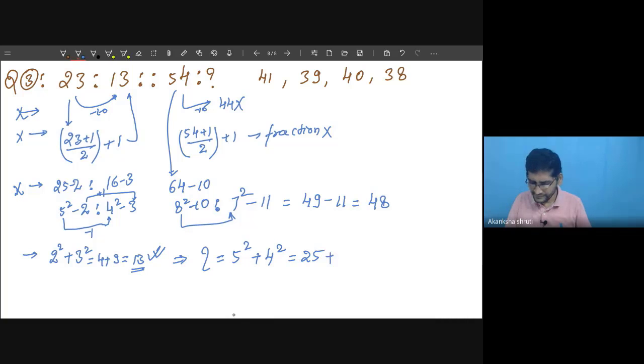25 plus 16. Yeah, excellent. 41. And this was the first option. So it is a simple kind of question, but students are not able to do it.